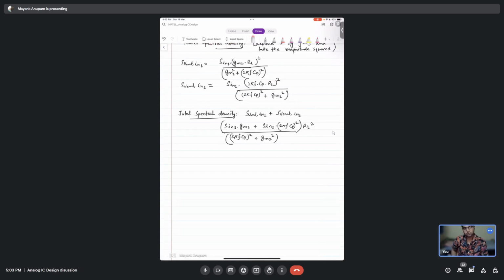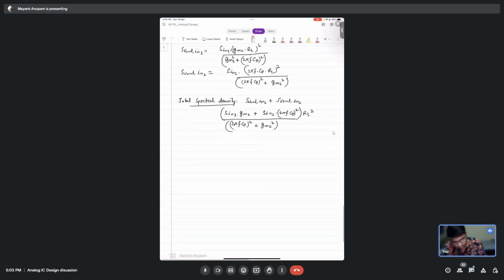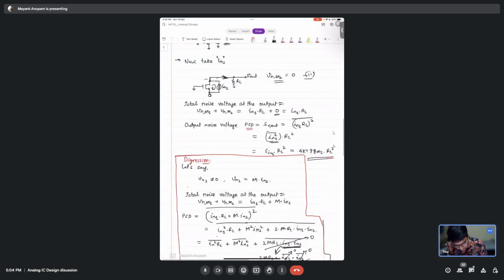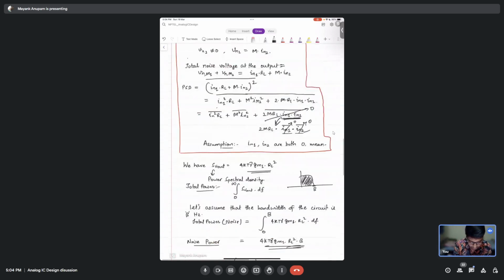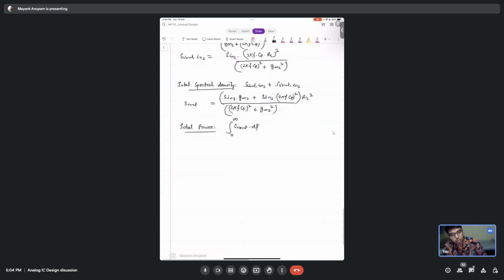Right, so is this clear now? Yes. So this is the total power spectral density. If you have to find the total power, what will you do? Integrate. Correct. Integrate SV out times df from 0 to infinity. Since we have assumed there is some parasitic capacitance here, CP will actually limit the bandwidth of the circuit. So we do not need to explicitly put a bandwidth B here; we can integrate it from 0 to infinity.